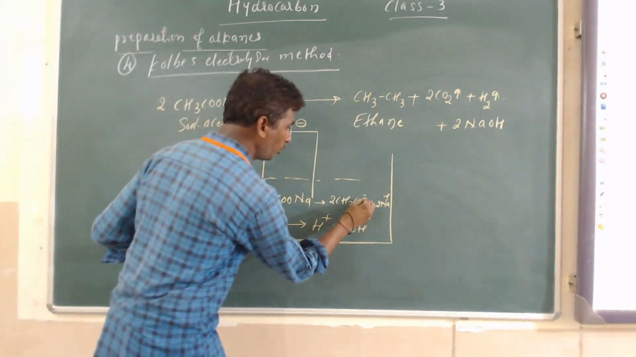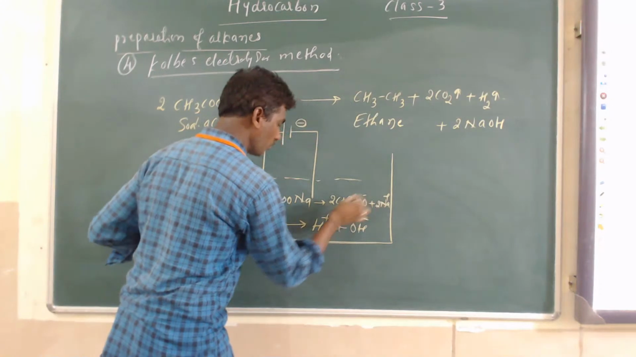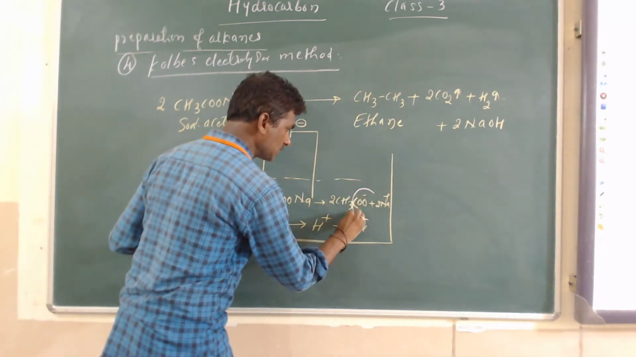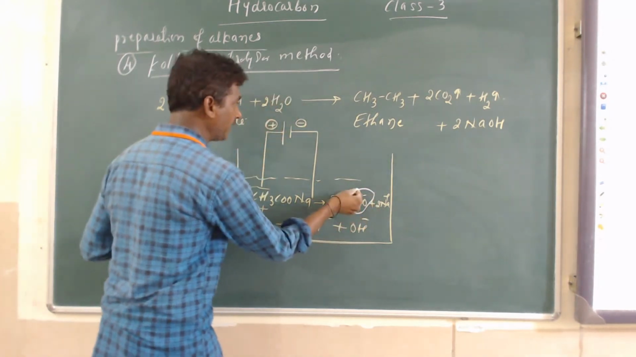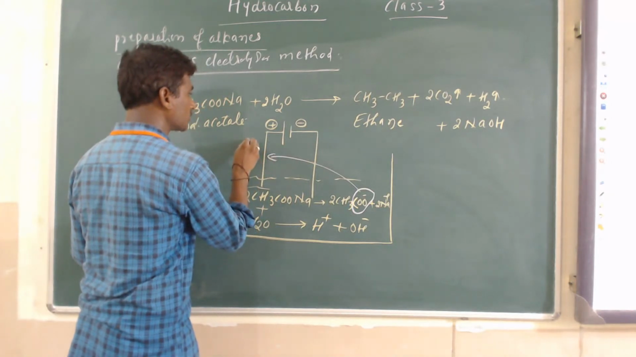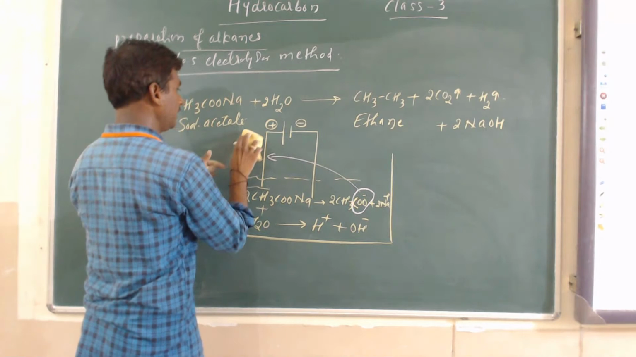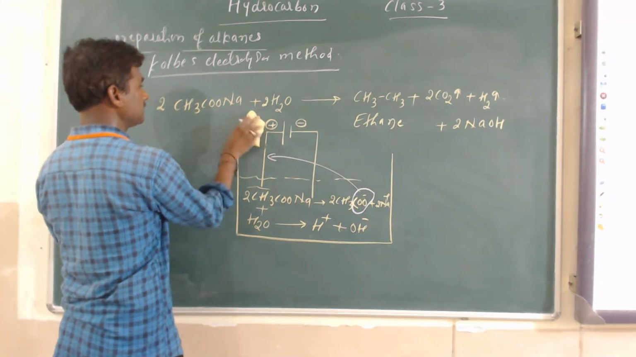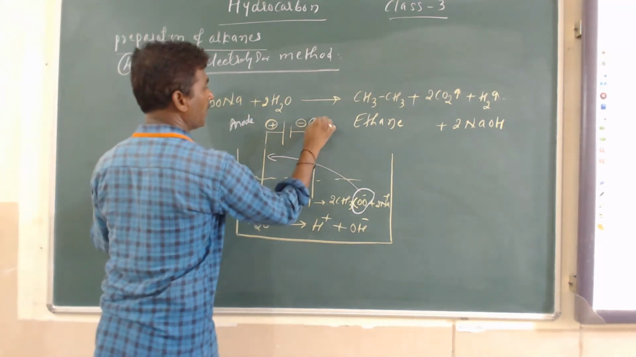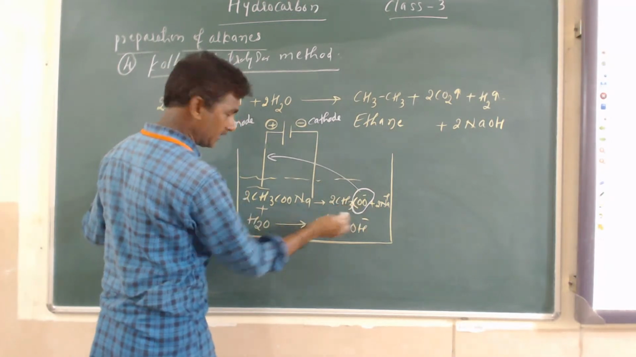Here, this is CH3COO minus. It migrates towards the anode. Plus is anode, minus is cathode. So this CH3COO minus, from sodium acetate dissociating to produce 2CH3COO minus plus 2Na plus, moves towards the anode.